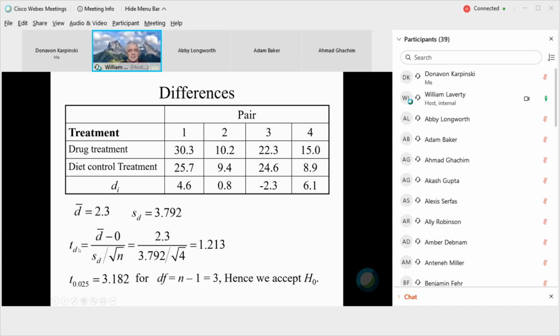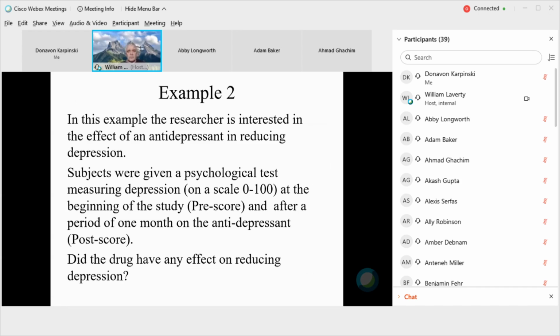The test statistic is well within the acceptance region, so we accept H0. Another example. In this example, we're interested in whether an antidepressant drug is effective in reducing depression. The subjects were given a test measuring depression at the beginning of the study, then were given the drug, and after a period of 1 month on the antidepressant, they were given the test again.